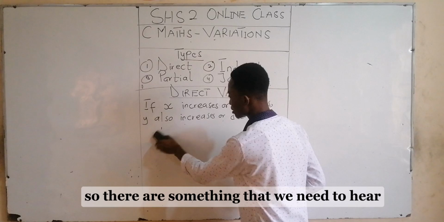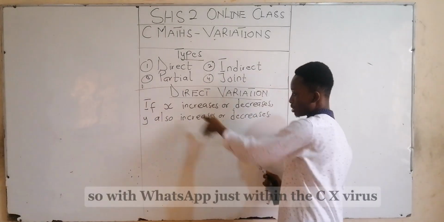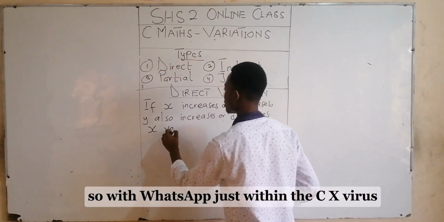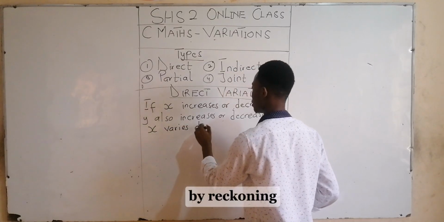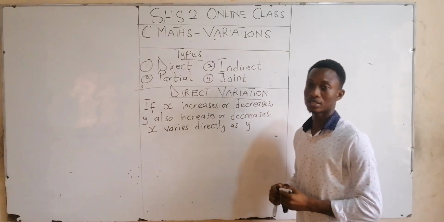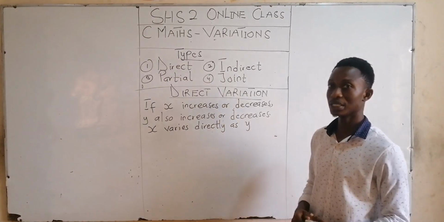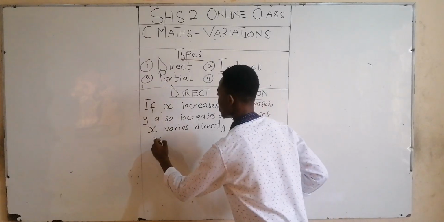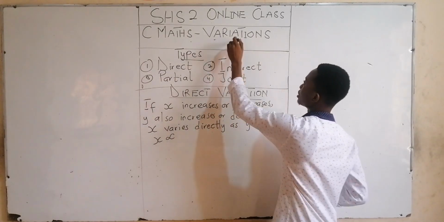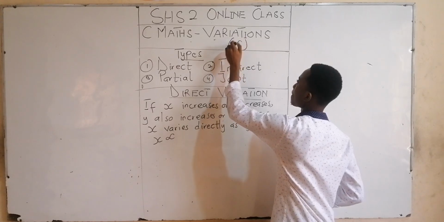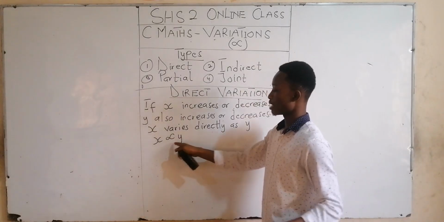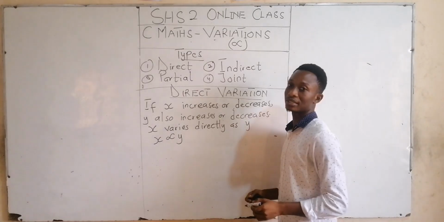So there are some terms that I'm going to get. So with what I've just written here, I can see x varies directly as y. This is a statement. I need to write it in mathematical notation. That will be x, and this is the symbol for variation, written this way. This is how I write it: x varies directly as y. This is how we write it.